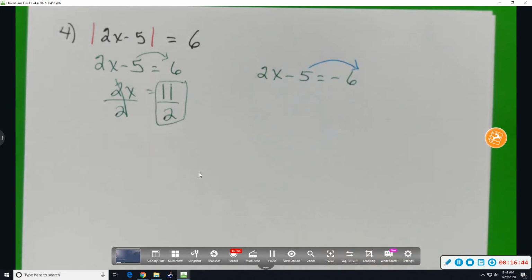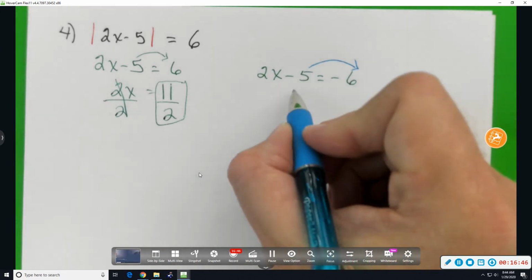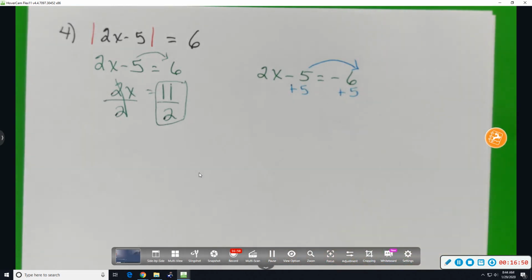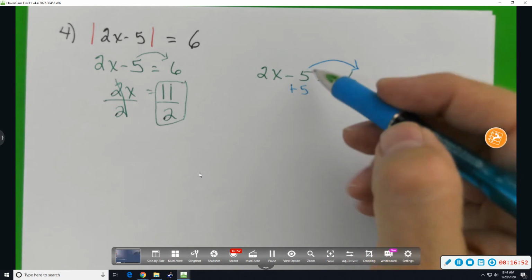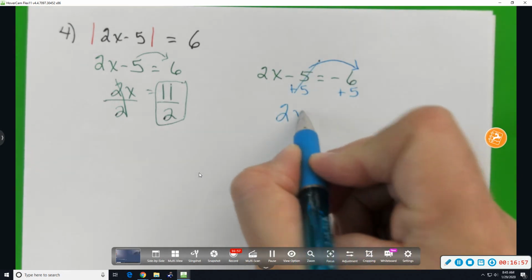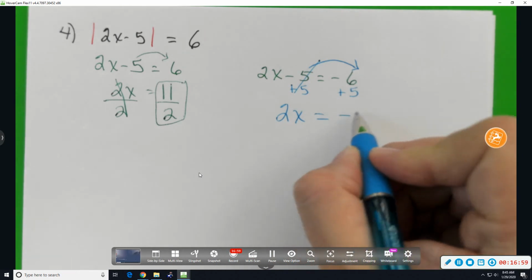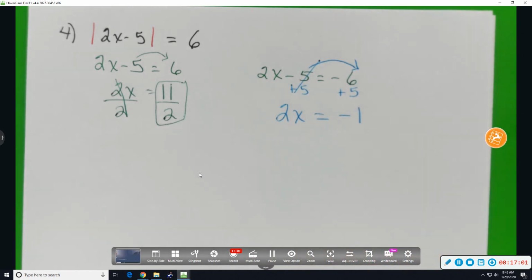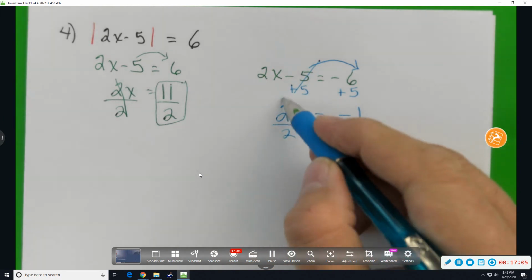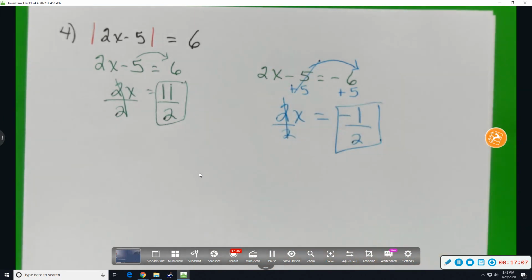Move that negative 5 over. And what this arrow means is this. If this is what you're accustomed to doing, writing the plus 5, that's fine. Then you'd have a 2x equals negative 1. Divide both sides by 2. So a negative 1 over 2. So 11 over 2 and a negative 1 over 2.